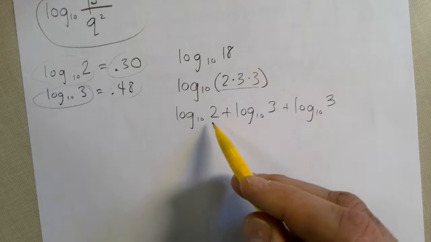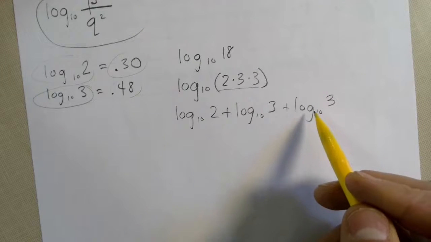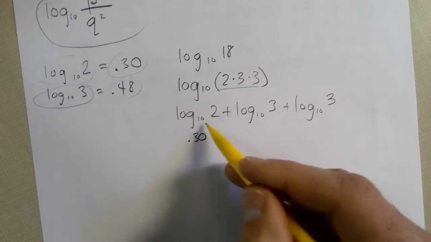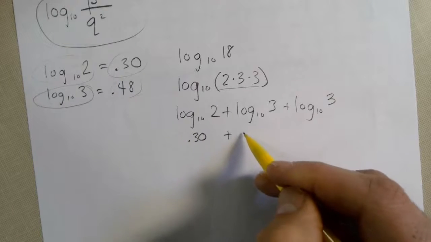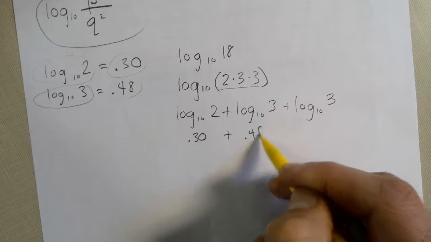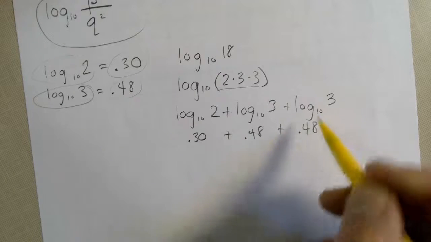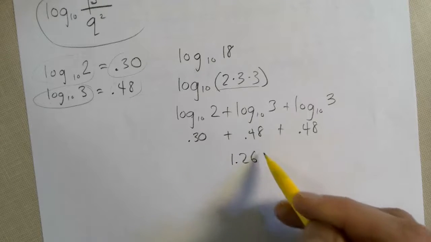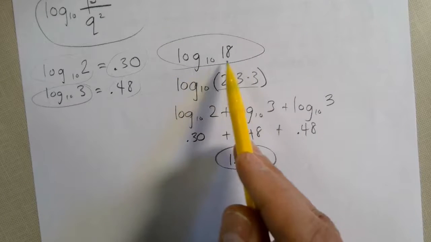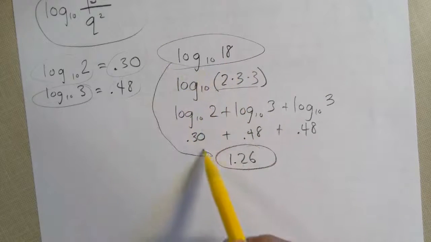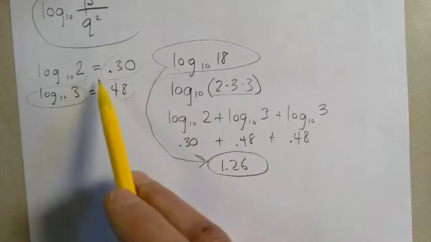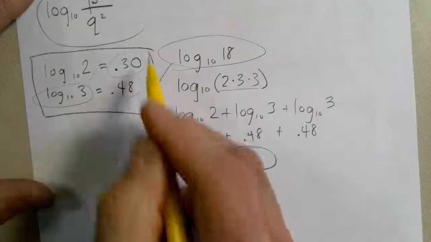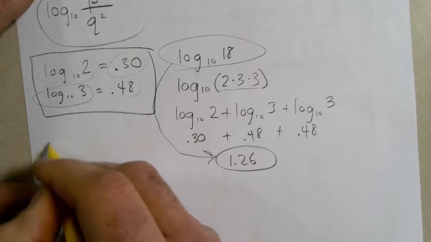So log base 10 of 2, log of 3, and log of 3. Well, we actually have these numbers here, so the log base 10 of 2 plus the log base 10 of 3 plus another log base 10 of 3. And so there we go. The answer, when you add it all up, is 1.26. So the log base 10 of 18 is 1.26. And we used these two things to figure it out. Let's do that again. We're going to keep this alive. We've got to use that, and we're going to do this problem now.